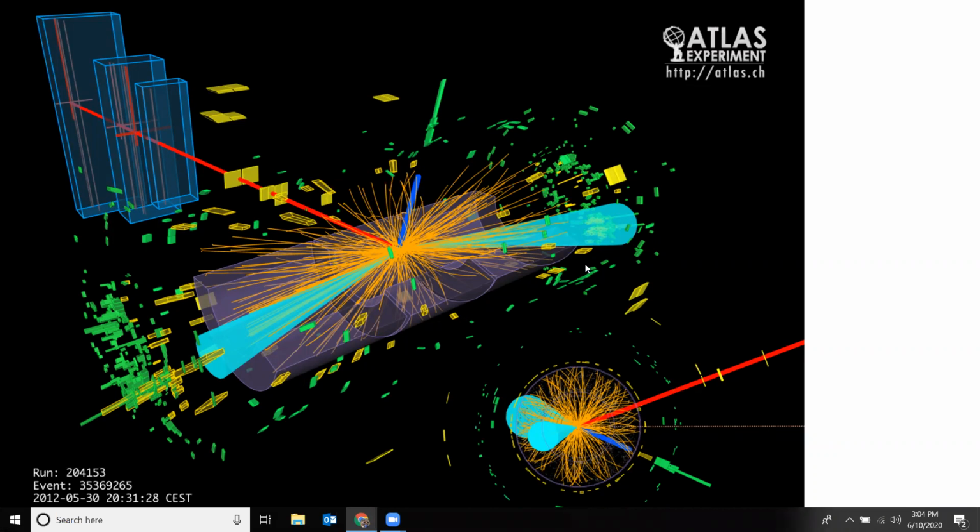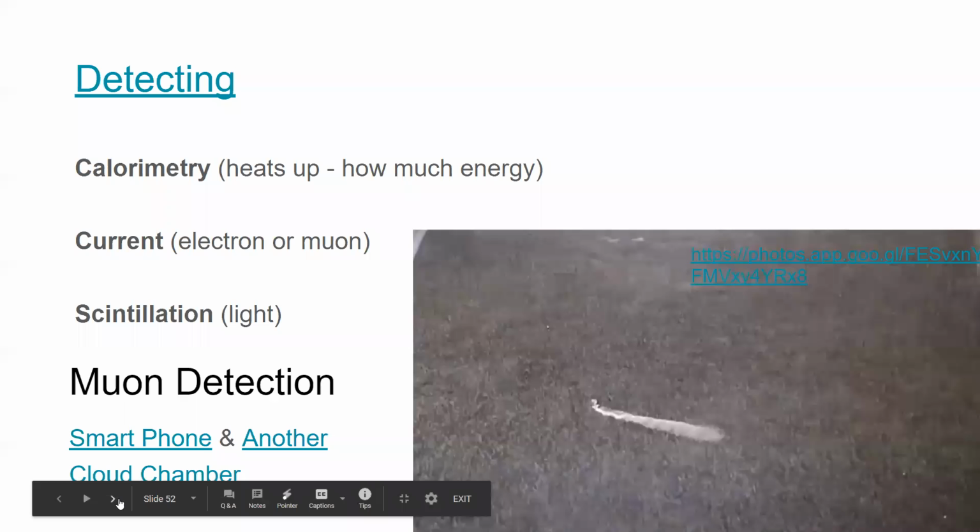Ready? So this is one collision. Every collision, you get about a collision every 25 nanoseconds. And the question is, how do you even know there's a collision? So that's my goal for today. Is that okay? Okay, cool.